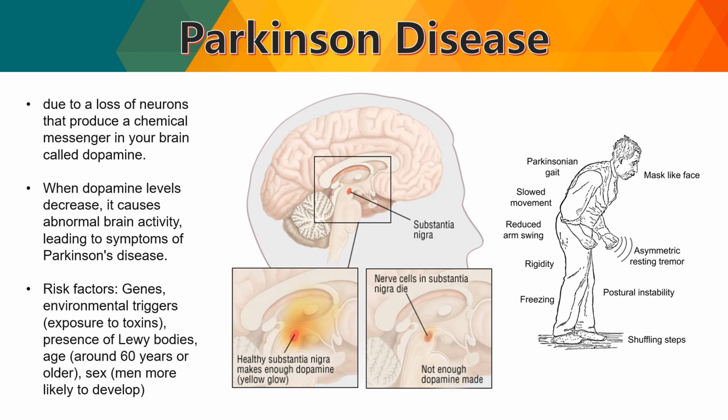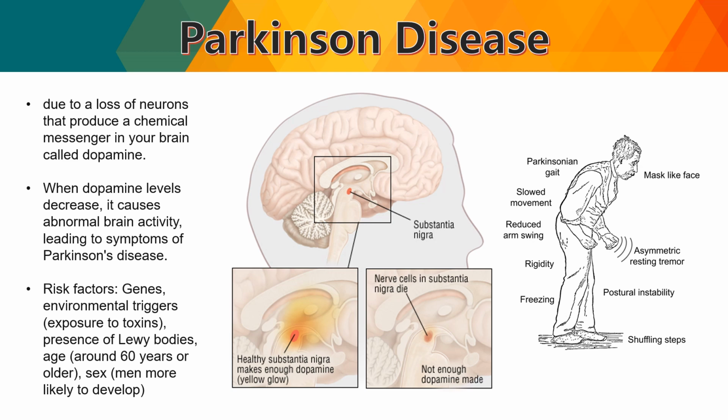You have Parkinsonian gait. When you say Parkinsonian gait, guys, yan yung medyo parang nakayuko. Okay? And then your movement is slow, reduced arm swinging, so parang matigas yung muscles. And then asymmetric resting tremor, so laging nanginginig. You also have rigidity. You also have freezing, postural instability, and then shuffling steps. Ito yung parang baby steps na tinatawag.